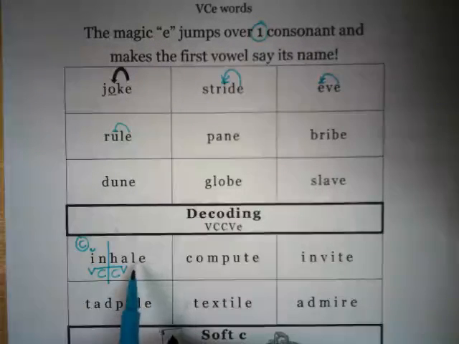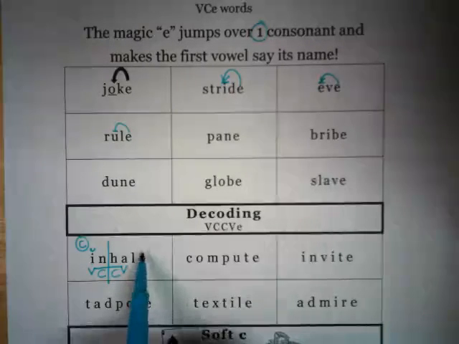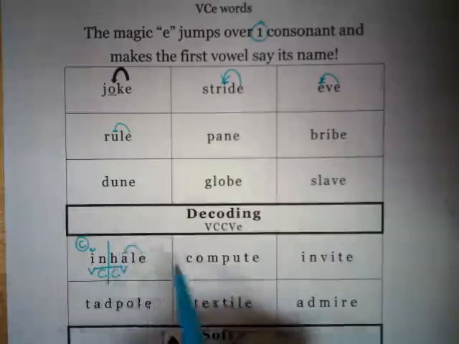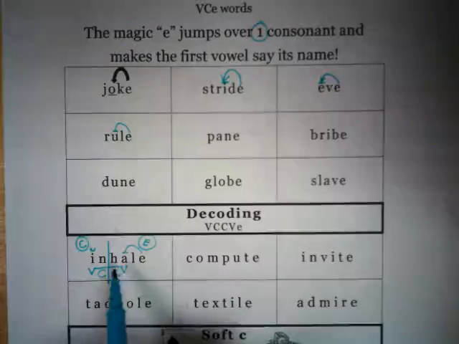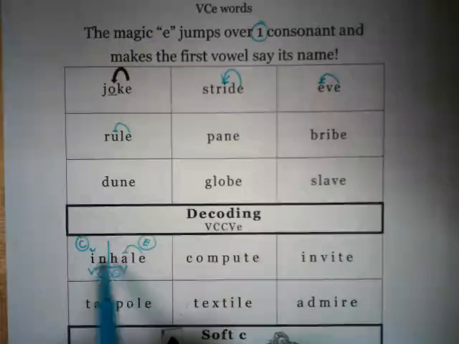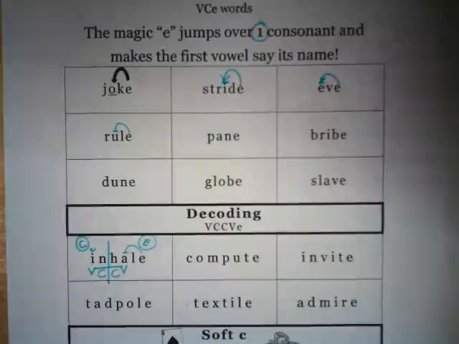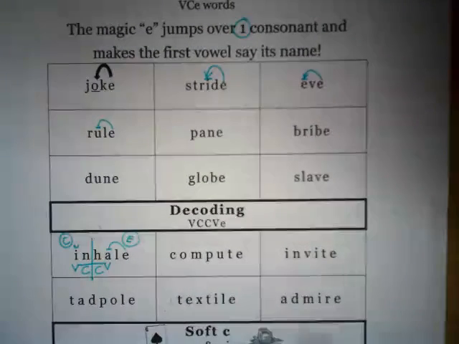I'm going to look at my second syllable. I look through the whole thing and I see a magic E. So my E tells my A to say its name. This is actually going to be a magic E syllable. So it's going to be hale. So I put it together, inhale. I'm going to do one more so we can practice that.